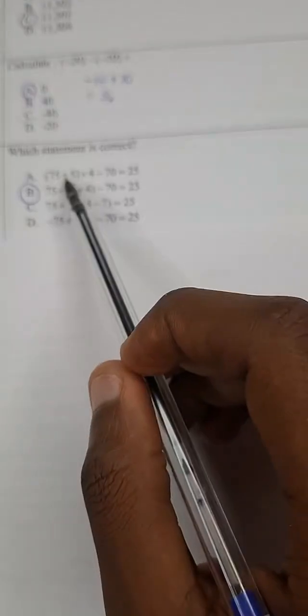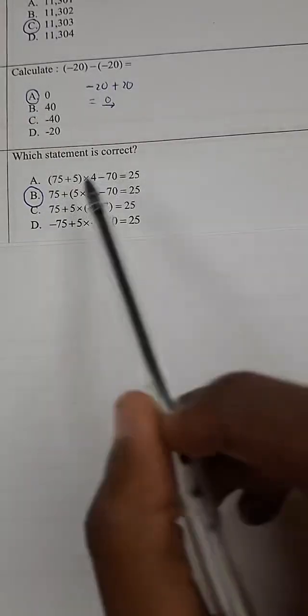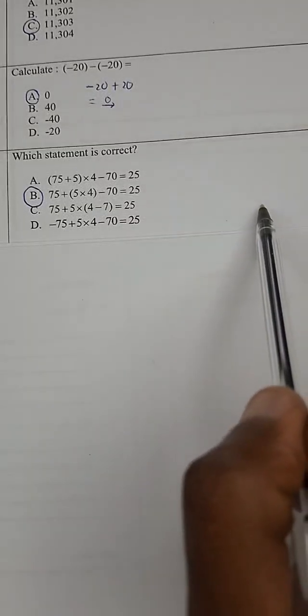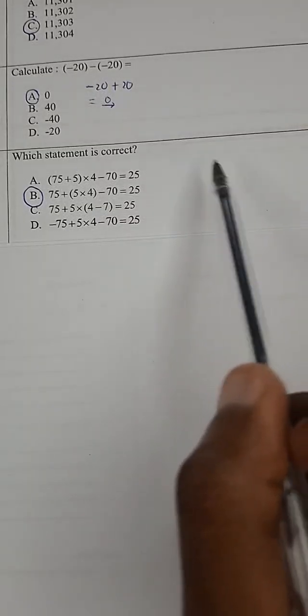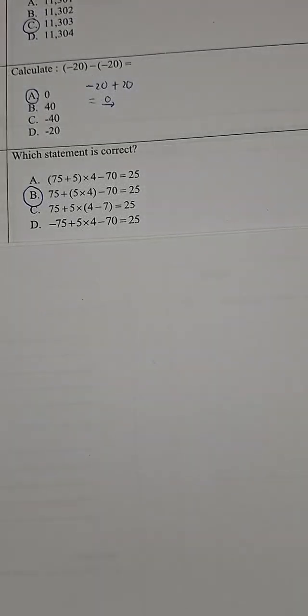These other options, because brackets are here, BODMAS says we start with the brackets. If you look at A, what's 75 plus 5? It's 80. Then you take that 80, you multiply it with 4. That gives you 320. Then 320 minus 70. You see, that's not even close to 25. So A is not an option.